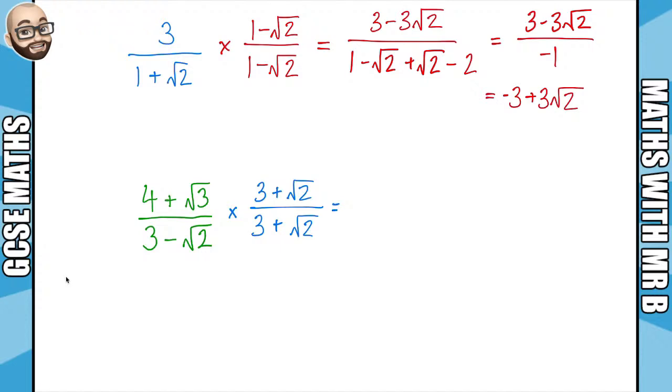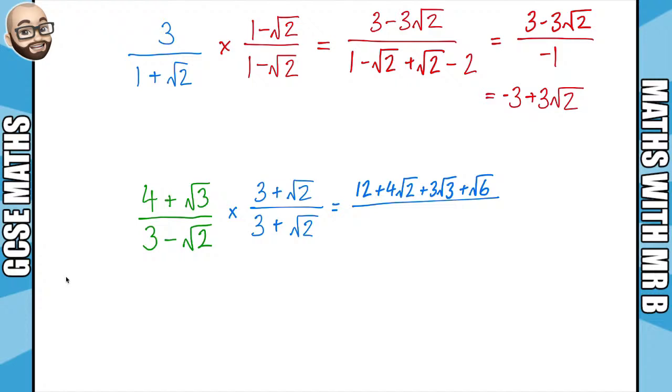That gets us, on the top, 4 times by 3 is 12. 4 times by positive root 2 is 4 root 2's. Insides, root 3 times by 3 is 3 root 3. And the lasts is root 3 times root 2, which is root 6. So the numerator here is very messy and very ugly. Lots of irrational numbers there.